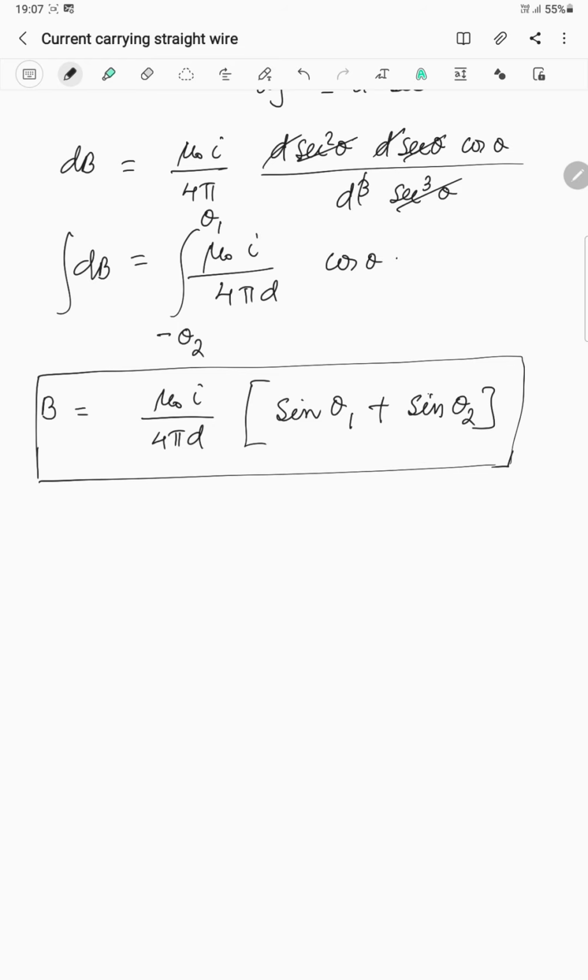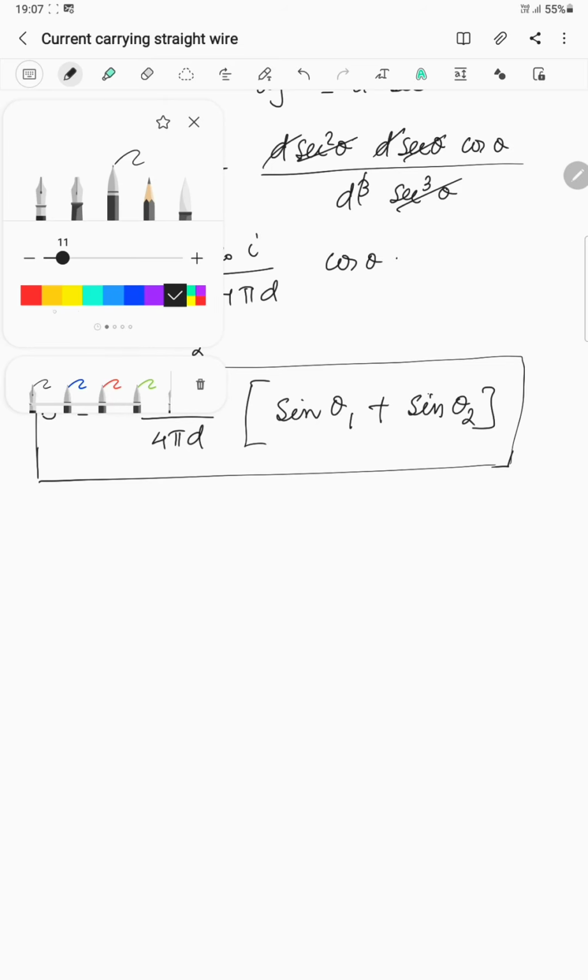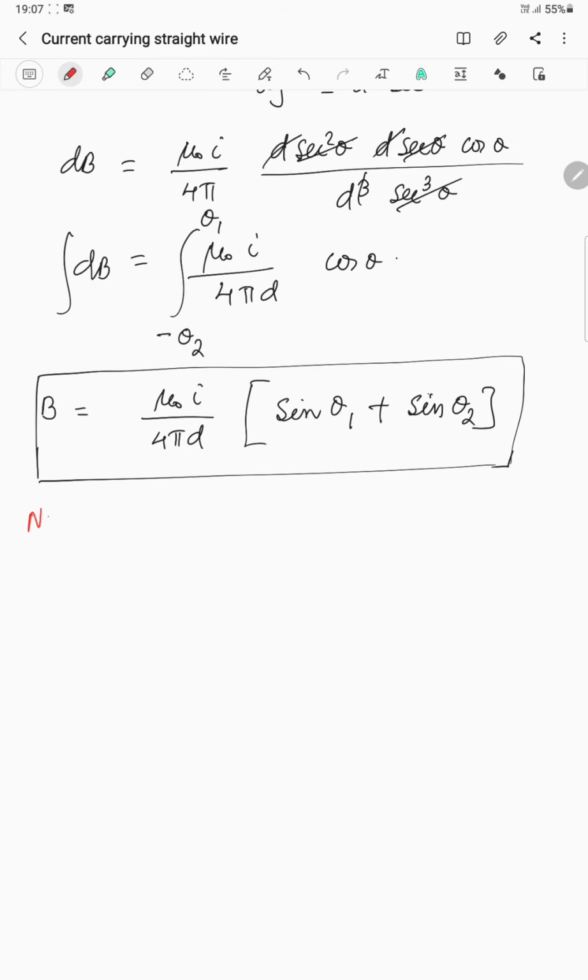Followed. Now there are certain cases, write your notes. There are certain cases which you have to understand, that is sometimes the wire will be semi-infinite, sometimes it is infinite wire. So how this formula gets modified, let us see that. Okay, first let me take the first one. Let me take a semi-infinite wire. I'll take a semi-infinite wire.